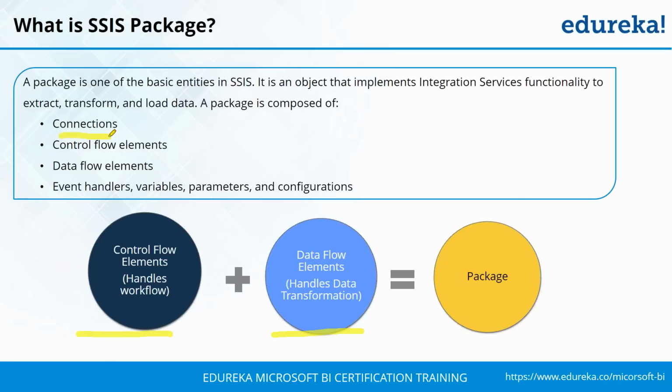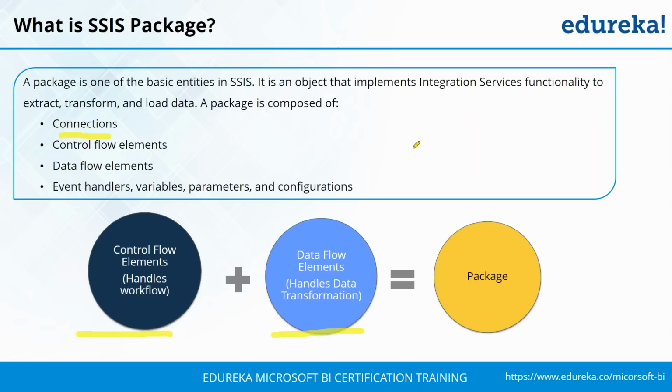Control flow elements and data flow elements, I just talked about. Apart from that, you have other things like event handlers, variables, parameters, and configurations. Event handlers, what does this mean? An event handler talks about what happens if something happens in your package, any kind of event that is fired. For example, you're running your package and because of some scenario, your package failed. So how will you get to know if it's running on a live system, from a production environment? You set up some event handlers. So what will happen if your package fails? The SSIS package will trigger an event and it will let other people know that the package has failed.